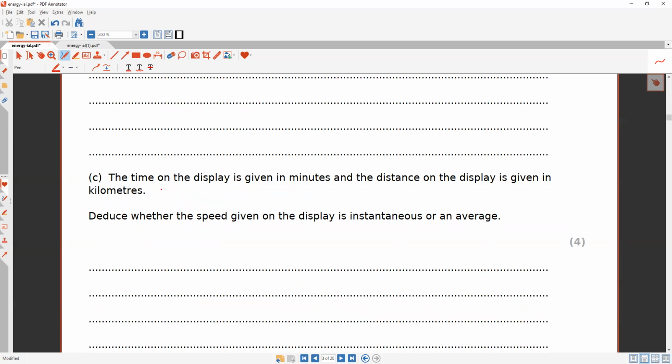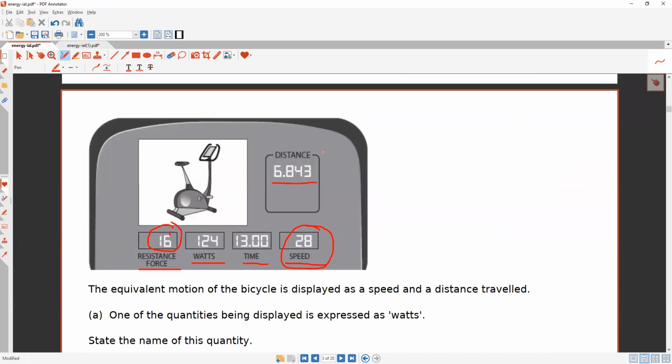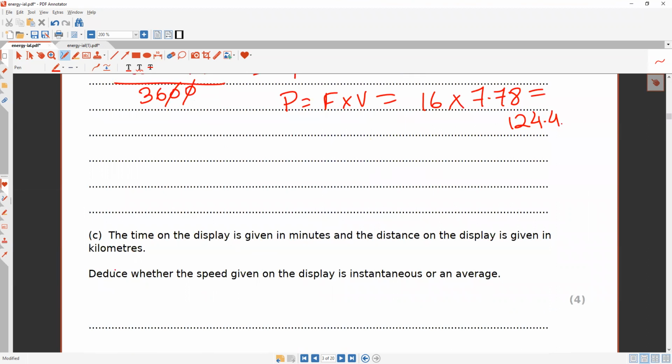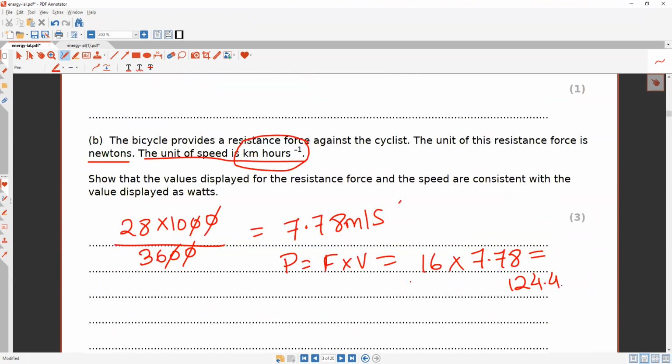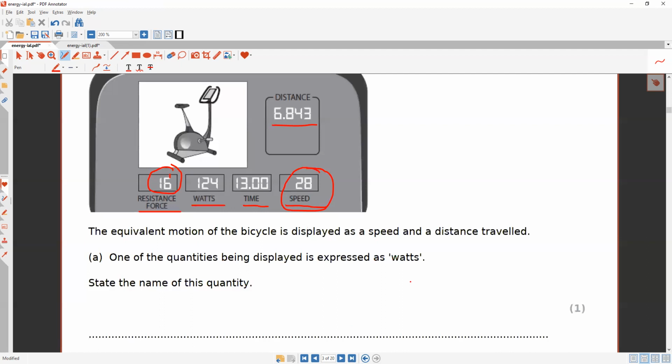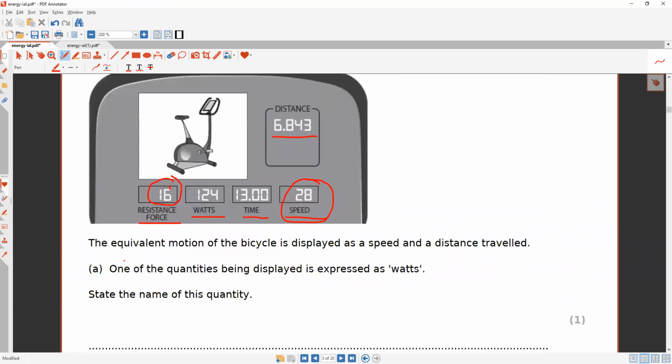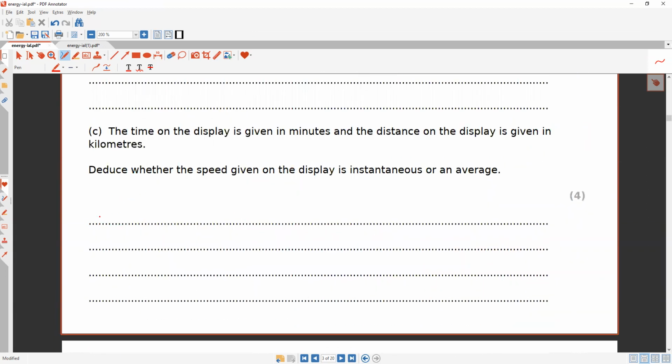Now the time on the display is given in minutes and the distance on the display is given in kilometers. So this is in kilometers, we have to convert it to meters. This is in minutes, we have to convert it to seconds. Now you have to deduce whether the speed given on the display is instantaneous or an average. You have to check whether the speed is instantaneous or average. So let's find the average velocity first. But before that I need to convert my distance. See, you are also getting some marks over here. You have to write it, don't do the whole thing together.